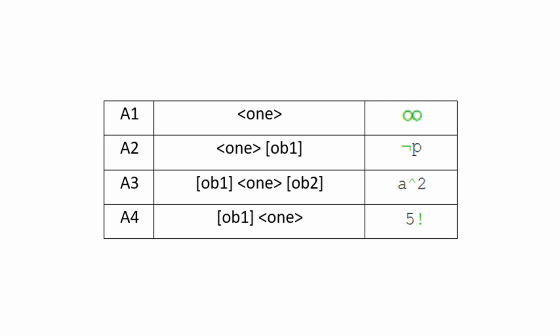A 2, ob 1. The marker 1 precedes the object. It generally concerns attribute markers, or operators that only act on the following object. Example, the logical not p.